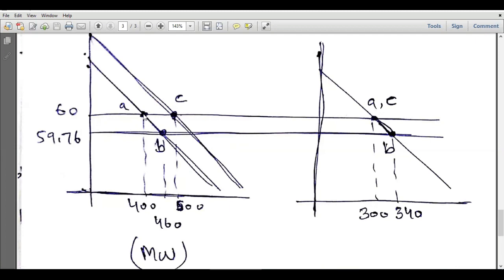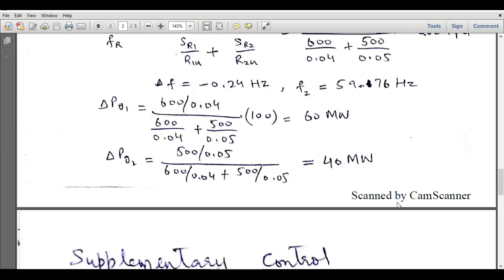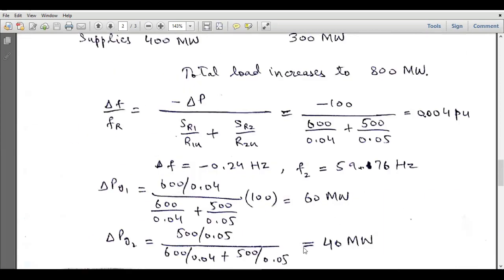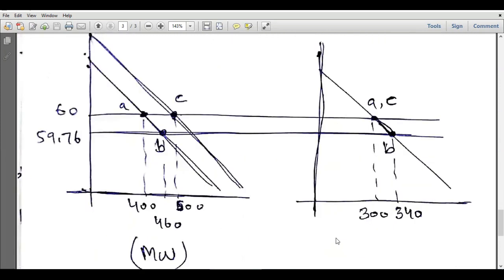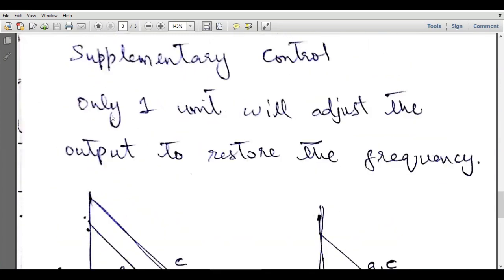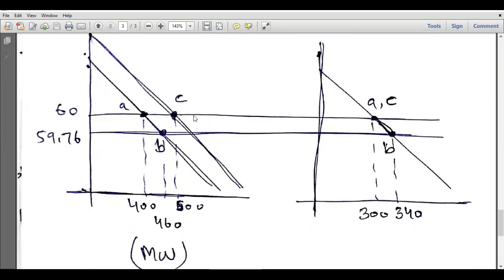generator, the first generator, will shift its output power from 400 to 460 megawatts, and the frequency will also reduce to 59.76, which we have just calculated. And the second generator will generate a power of 340 megawatts, because the delta PG2 is equal to 40 megawatts. So still no supplementary control has been applied. So the supplementary control has to be applied by the first unit only.